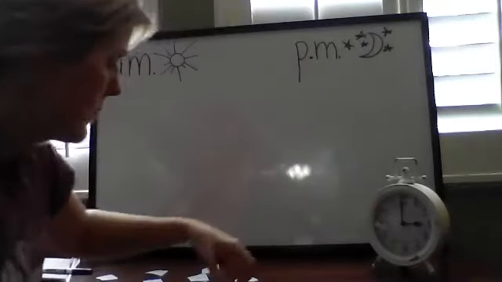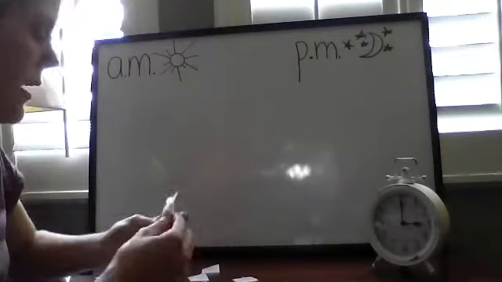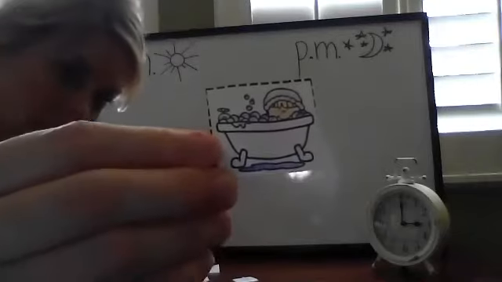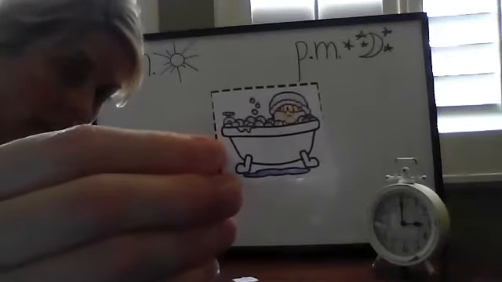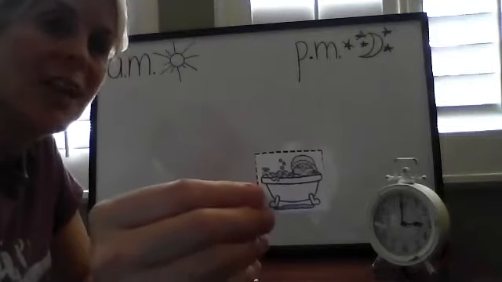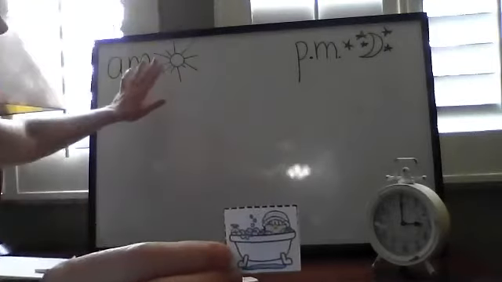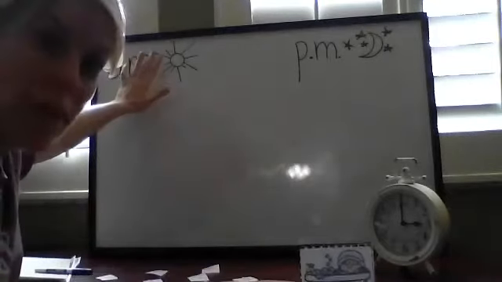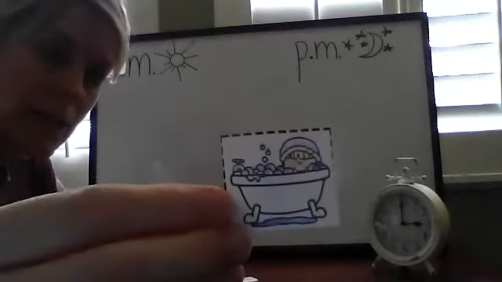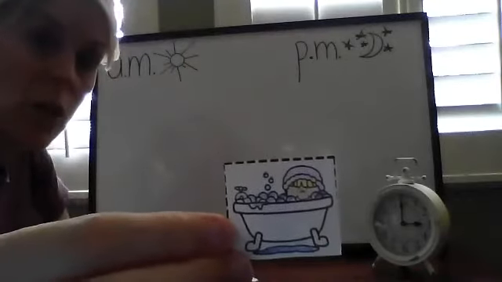So I'm going to move this out of the way. I've got some little bitty pictures. I'm going to hold these up way close so you can see them. Every one of these pictures has a child or more than one child doing an activity, and we're going to decide if it's happening in the AM, kind of more in the morning, or PM in the afternoon or at night. Now this little girl here, it looks like she's taking her bath.